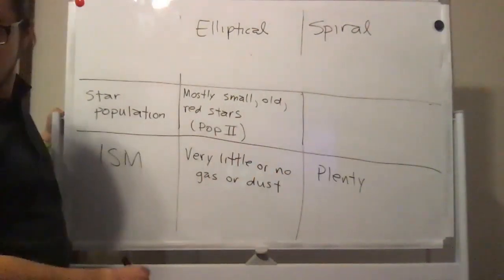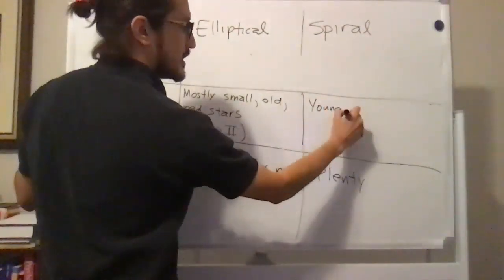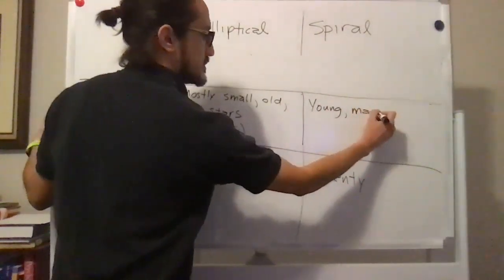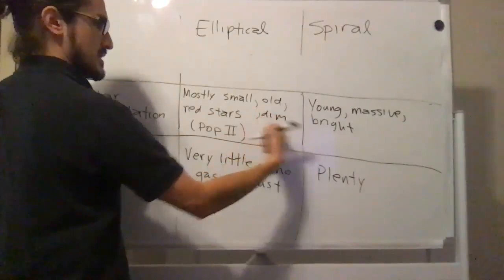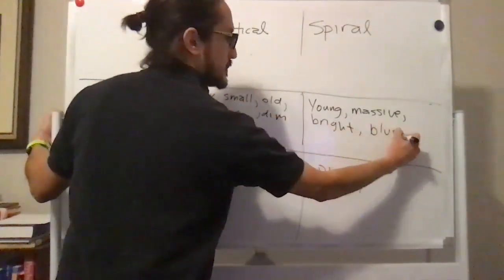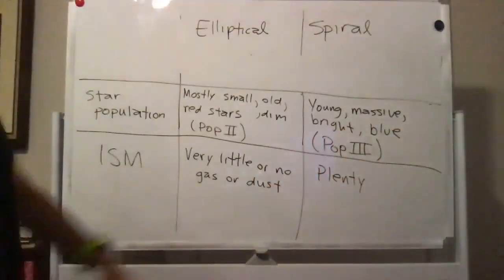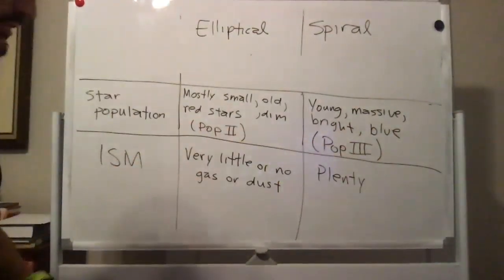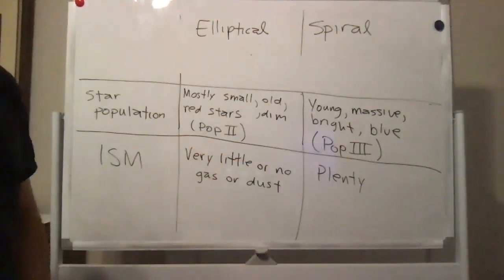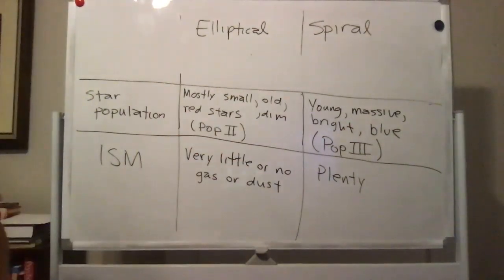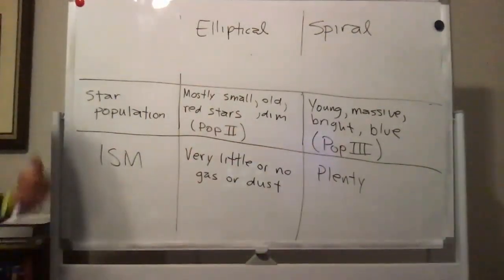Spiral galaxies have young stars. They have a collection, also old stars, but many of them are young, they're massive, they're bright. I guess here we can say that they're dim. They're blue. And most of the stars are population 3. Right, so these were created after the population 2 stars died and enriched the interstellar medium with their metals. So what population does the sun belong to? Population 3. It's a third generation star, the sun.